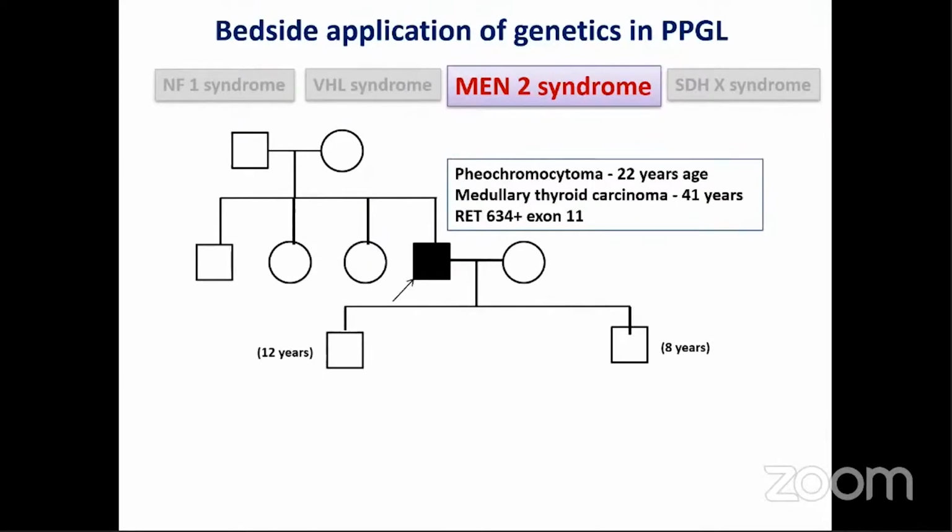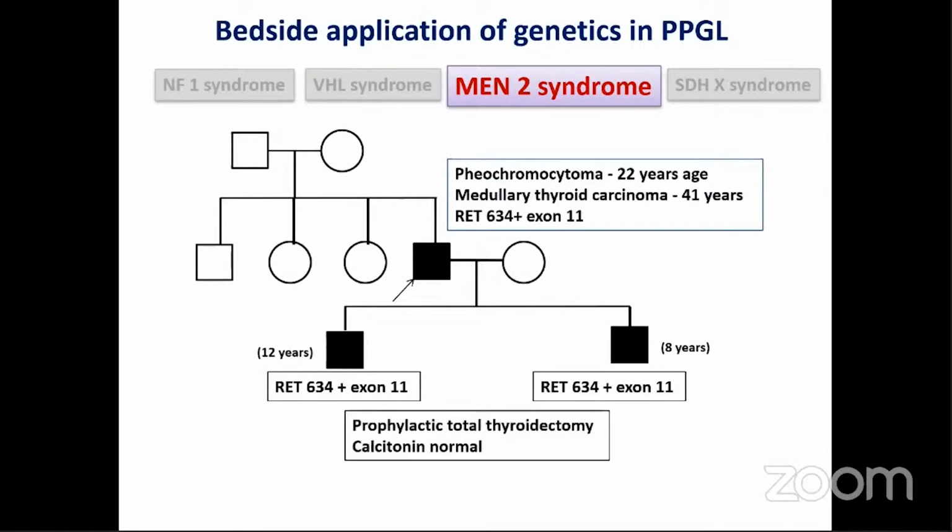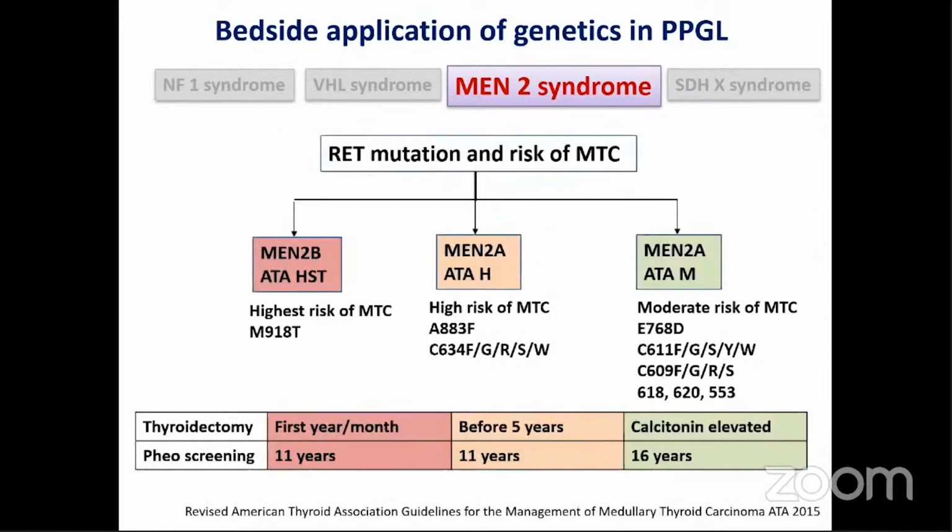Moving on to MEN2, again we have this patient who presented at 22 years of age with Pheo, and was diagnosed with MTC later on at 41 years of age. In fact, when his sons were screened, both of them had the mutation. Both of them underwent prophylactic total thyroidectomy despite calcitonin being normal. In fact, histopathology revealed C-cell hyperplasia in both of them.